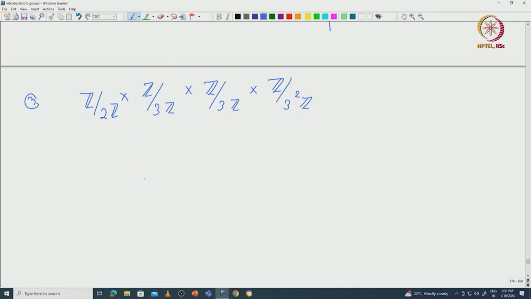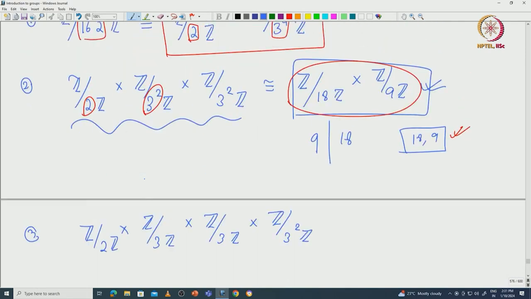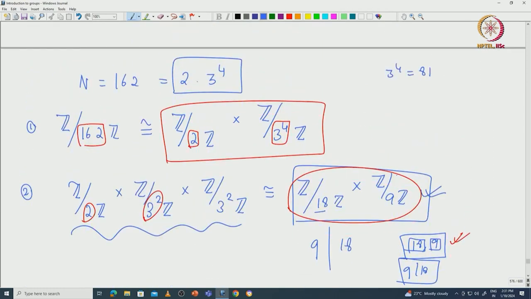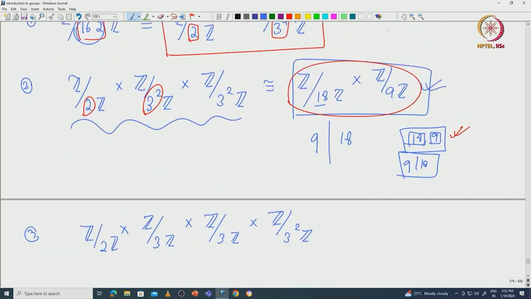So now if you want to write it in this form, where 18 is bigger and the 9 is smaller, but 9 divides 18, that is the condition we wanted. Okay. So here also that is how it is written. It is because there is only one component, 162, so we don't have two different components. But here in example 2, you have two different components in the second version.